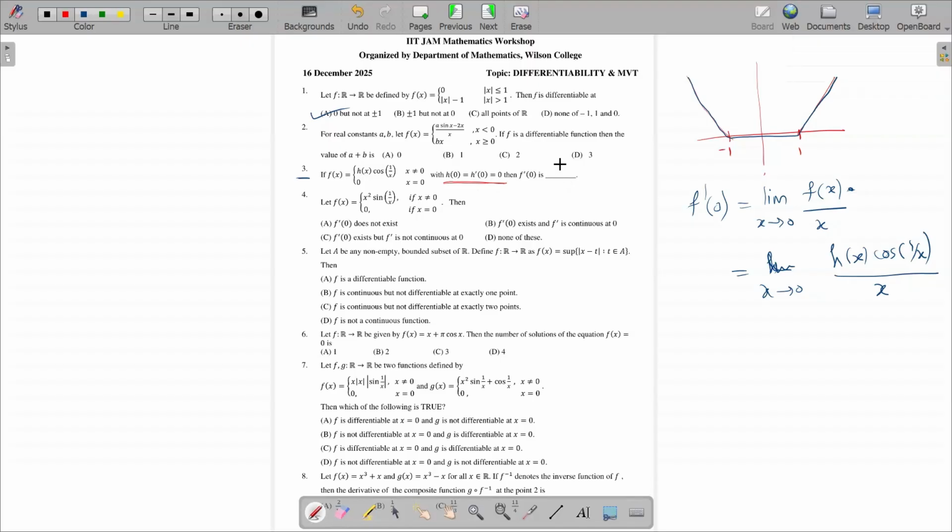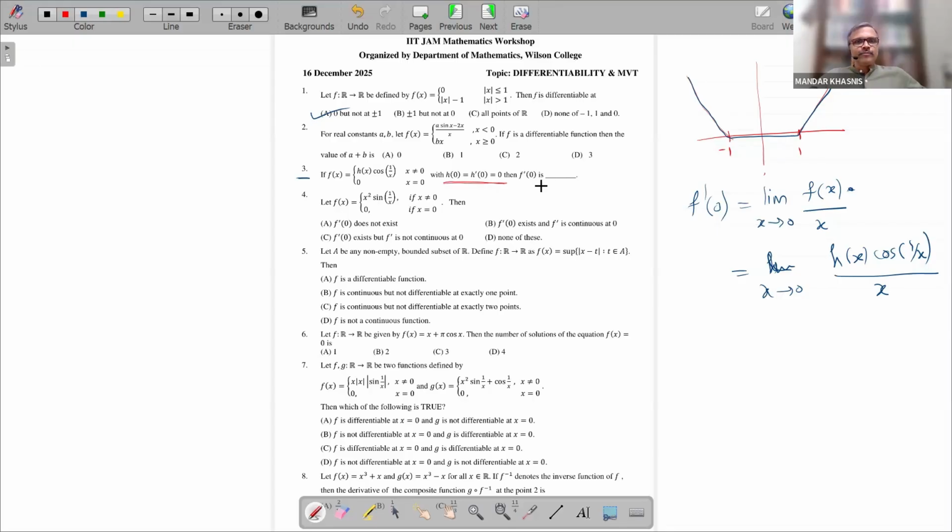Yes, sir. Actually, if we take h raised to the power of something greater than 2, then h of 0 is 0, h dash of 0 is 0, and so f dash of 0 will exist. Yes, and it will be 0. I mean, this is a smart move.